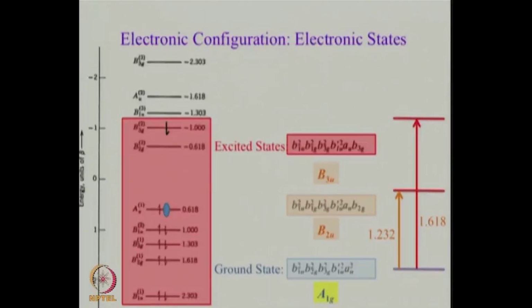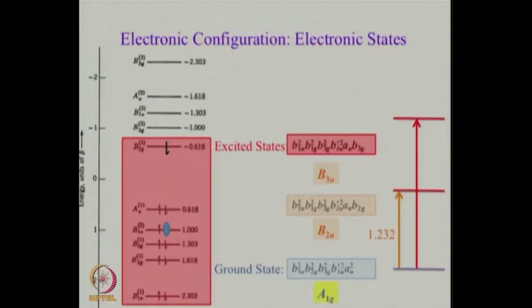Let me try another kind of excitation now. What have I done so far? I have done HOMO to LUMO, I have done HOMO to LUMO plus 1. Now, let me try HOMO minus 1 to LUMO. Higher energy, lower energy, it is best that we work out. This is minus 0.618, this is 1. So, what is it? 1.618.